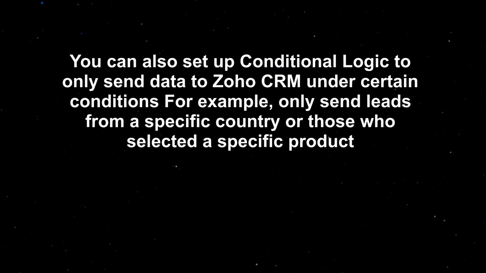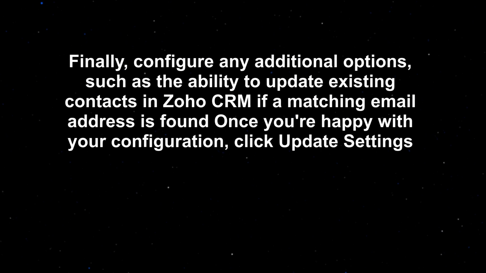You can also set up Conditional Logic to only send data to Zoho CRM under certain conditions. For example, only send leads from a specific country or those who selected a specific product. Finally, configure any additional options, such as the ability to update existing contacts in Zoho CRM if a matching email address is found. Once you're happy with your configuration, click Update Settings.